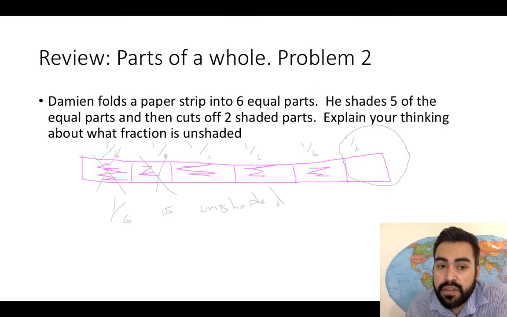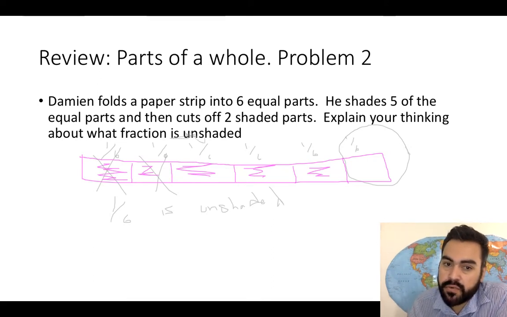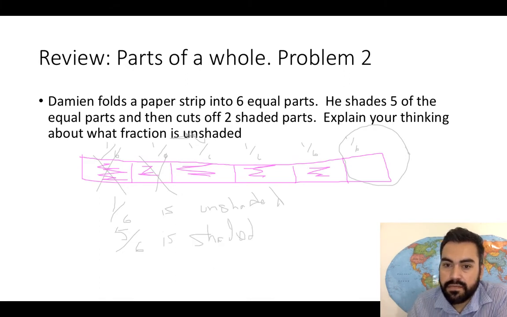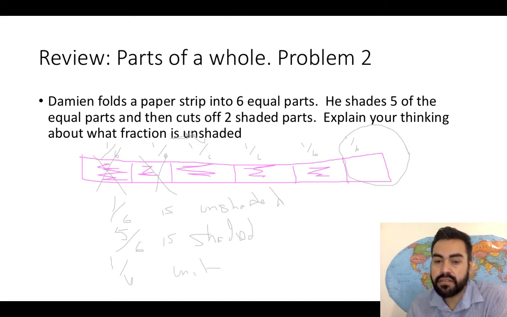Now, explain your thinking about what fraction is shaded. What if they ask you what is shaded? Well, my answer would be, I'm sorry, 1, 2, 3, 4/6, 5/6. So 5/6 is shaded. 5/6 is shaded. 1/6 is unshaded. 1/6 also happens to be my unit fraction.